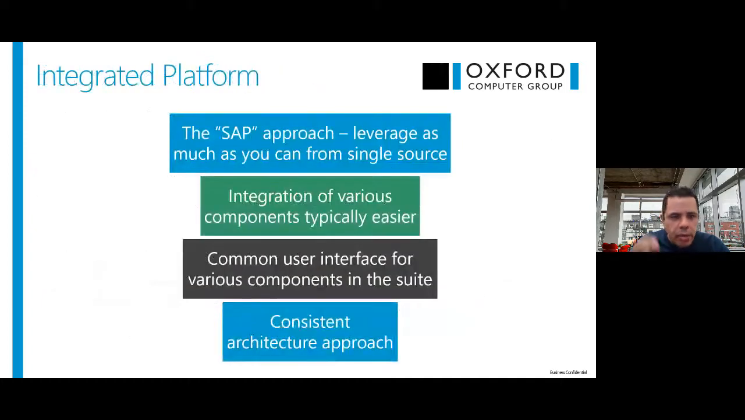Now, in contrast, an integrated platform approach, think of it as the SAP approach. SAP made integration and the platform out of the ERP space to make all of those pieces work together. And that integrated approach does have some benefits, quite a few benefits.